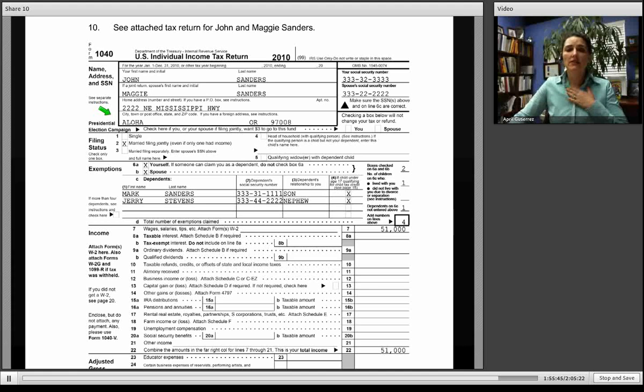Okay, so the starting point on the Sanders return is to select the correct filing status. And in this case, that's married filing joint. We can also see that we have checked boxes for the taxpayer and the spouse, and we've listed 2 dependents, both of whom qualify for the child tax credit. So the total number of exemptions being claimed is 4.